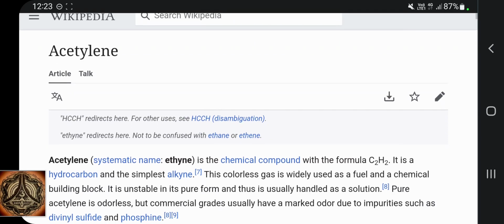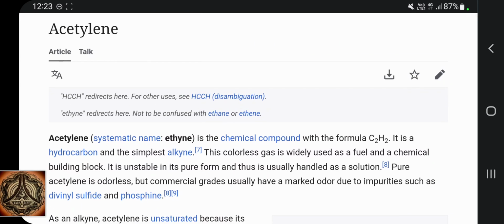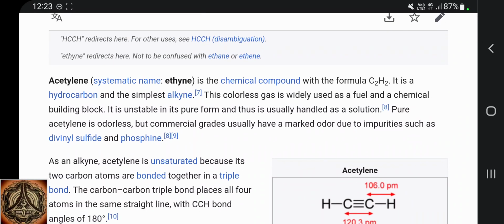Howdy, we're on Wikipedia reading about acetylene, or however you pronounce it in English. It's the chemical compound with the formula C2H2. It is a hydrocarbon and the simplest alkyne. This colorless gas is widely used as a fuel and a chemical building block.